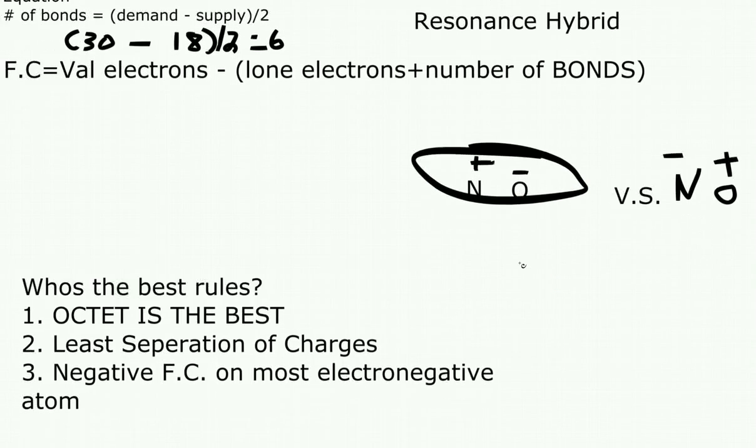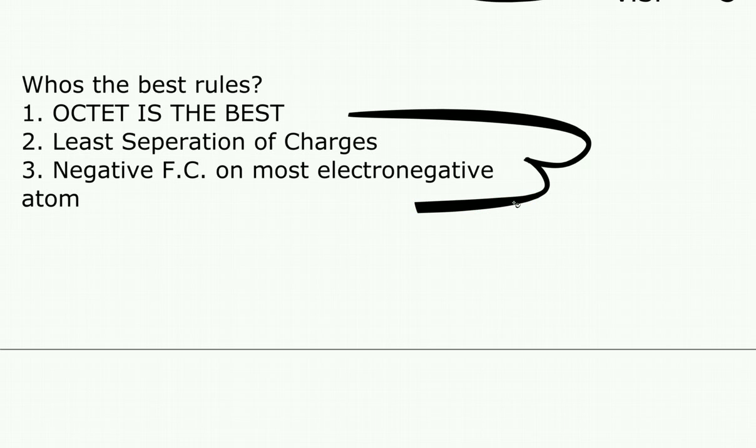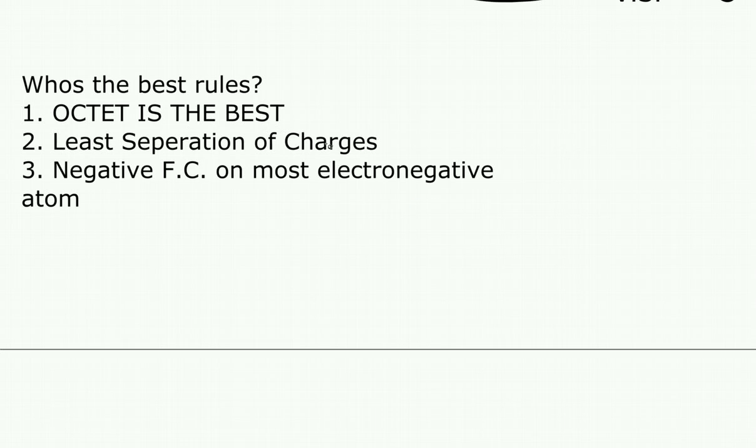So these are just some rules you can write down. This is the most important when you're determining who's the major resonance contributor. So octet is the best. And this will overrule all of these. Octet is always the best, no matter what. Least separation of charges, and the negative formal charge on the most electronegative atom.